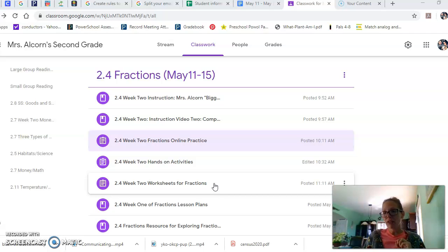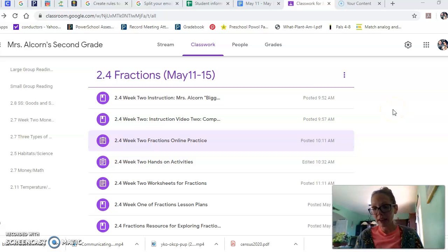I kind of just went through and put them all together. So I put all the online choices together. I put all the worksheets for fractions together, and I put all of your hands-on practice. I put them all underneath the same, so you didn't have so many choices throughout. Well, you still have the same amount of choices.